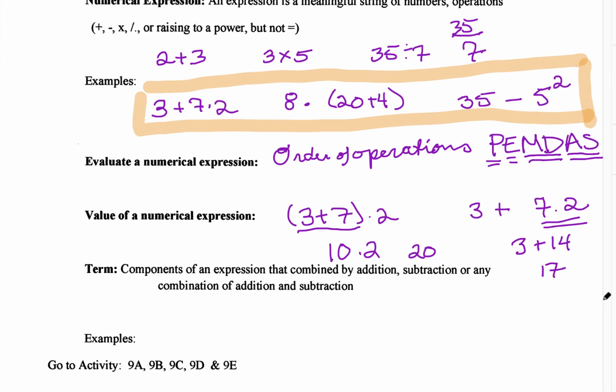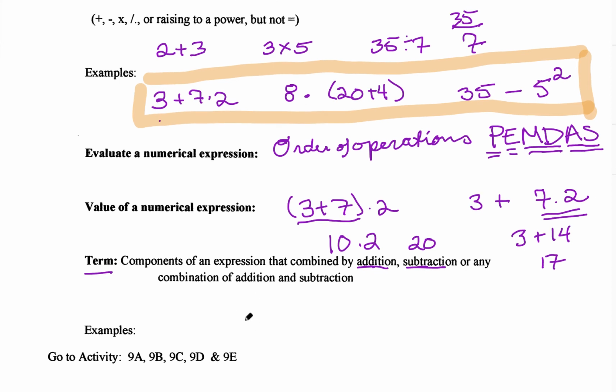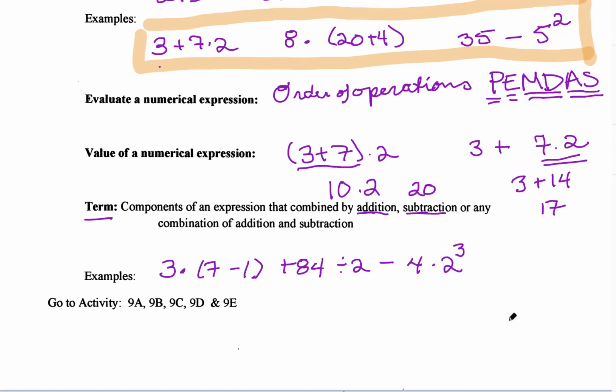Speaking of terms, we think of a term of an expression as those parts that are combined by addition, subtraction, or any combination of addition and subtraction. For example, up here, 2 plus 3 has two terms. 3 plus 7 times 2 has two terms as well. You want to make sure that you pay attention to just the addition and the subtraction or combination of those. Let's take a look at an example. I suggest that you stop the video and try to evaluate this numeric expression on your own. When you're done, start it up again and we'll go through it.